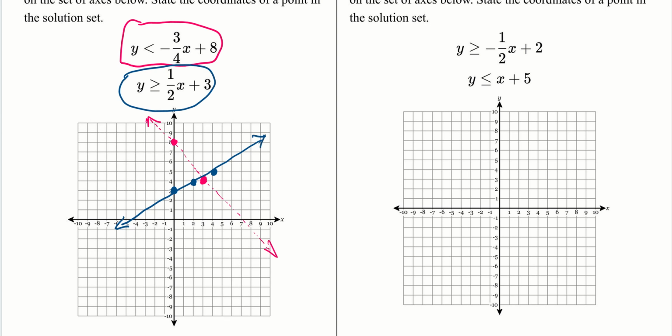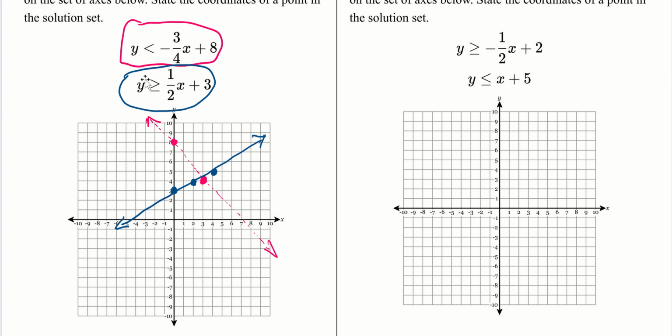Okay, now we have to do our shading. For the pink line, because its y is less than, every point below the pink boundary line would be included in this inequality. So I would shade below the pink.